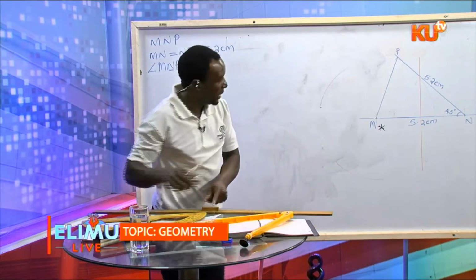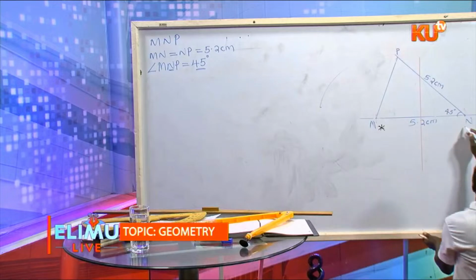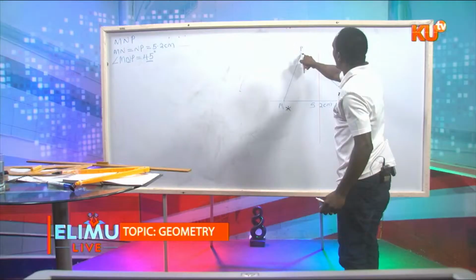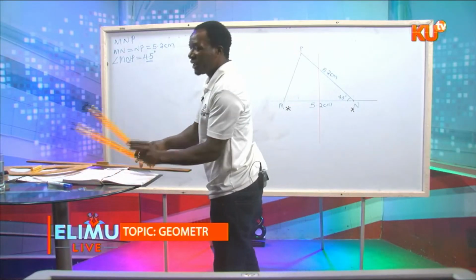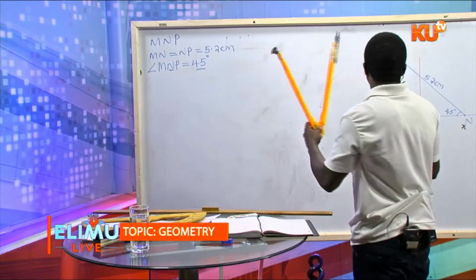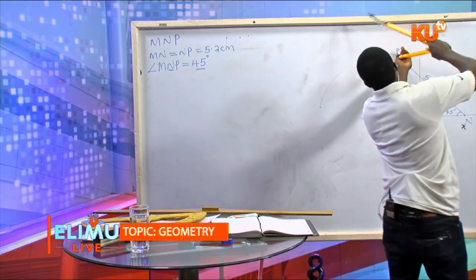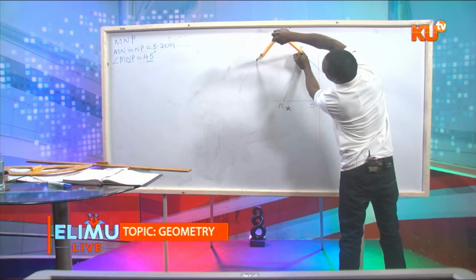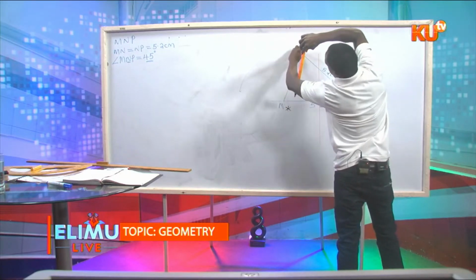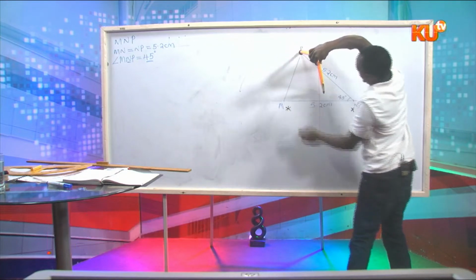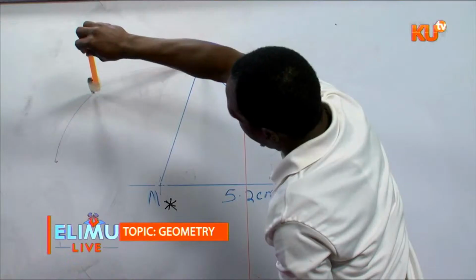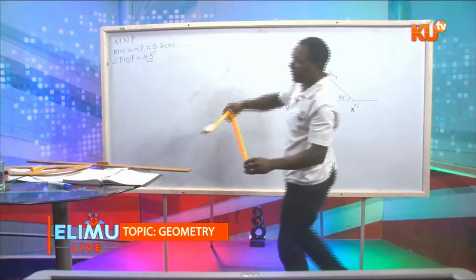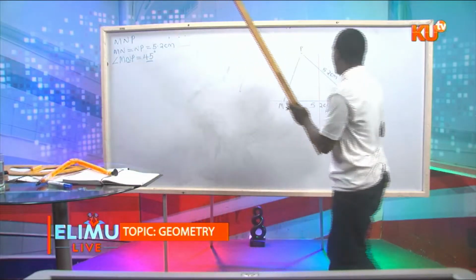This point you have used here, so you won't come back here again. The only point that you have not touched is this point. You come there without changing the measurement of the compass. Put an arc there and another arc there. Then you join the two, still using a different color.